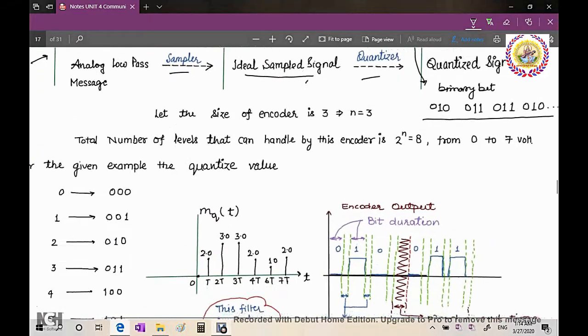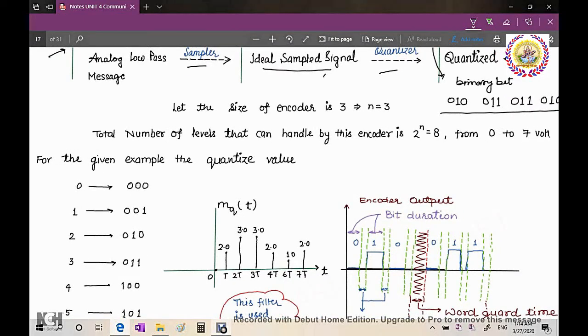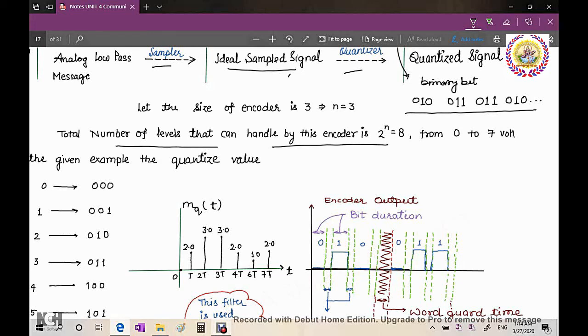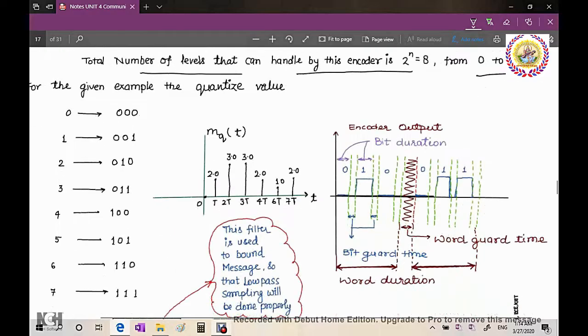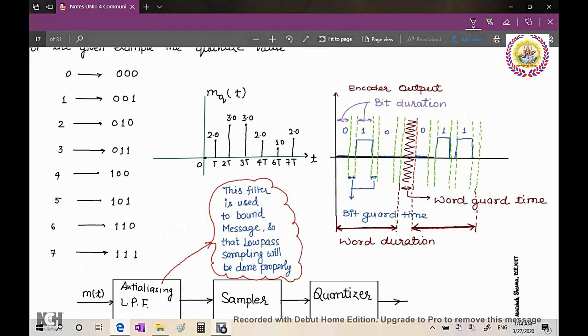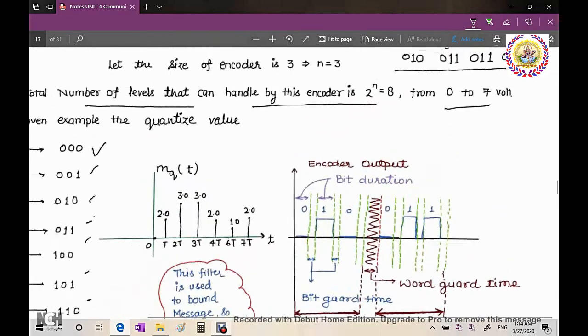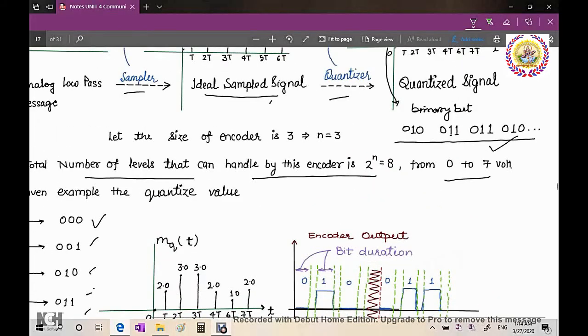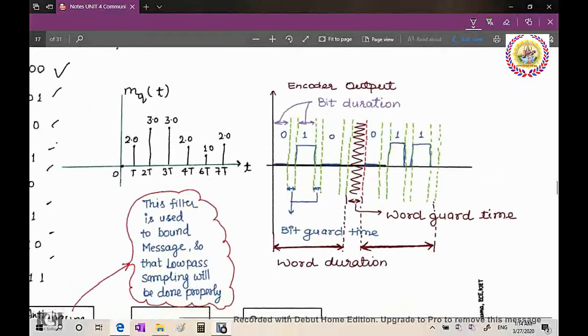Now the total number of levels that can be handled by this 3-bit encoder is 0 to 7 volts. For example, this is 0, 1, 2, 3, 4, 5, 6, 7 and this is your binary equivalent for 3 bits, as I have already discussed here.